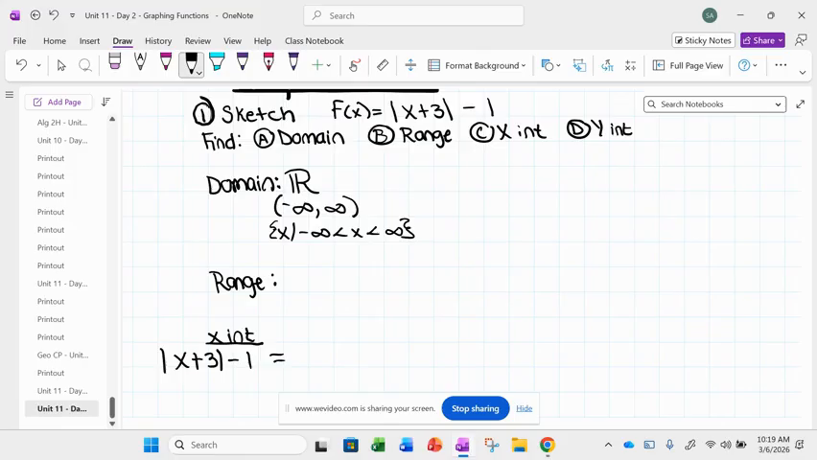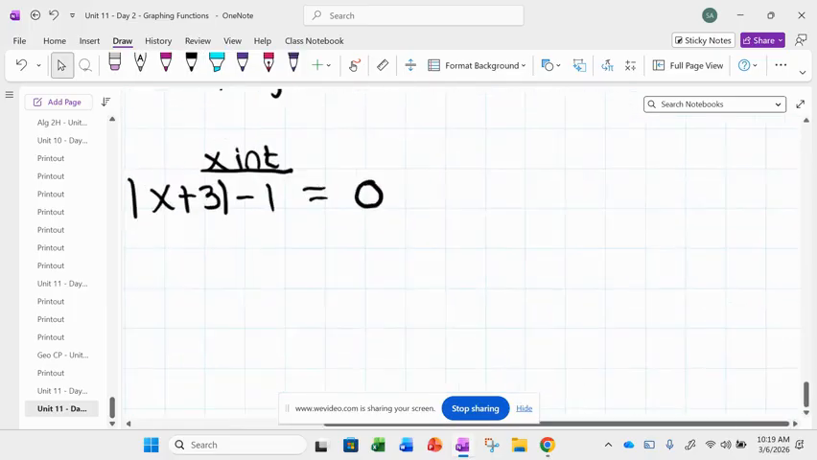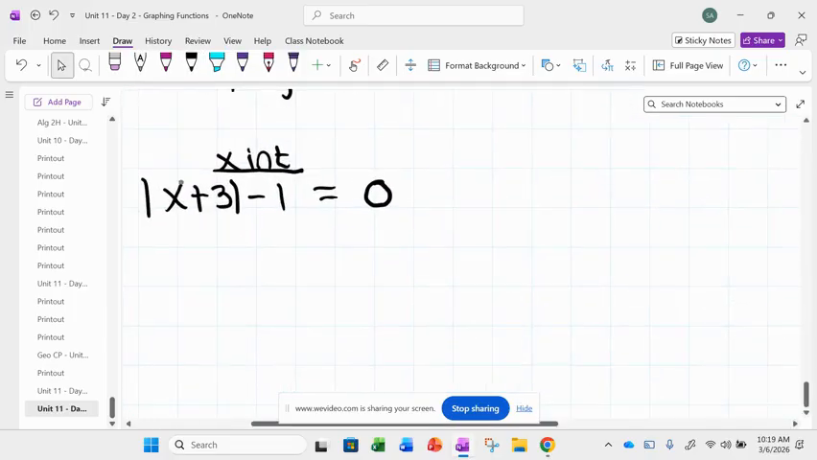Lily? Good. Instead of f of x. Isn't f of x and y interchangeable? Aren't they the same thing? So I'm going to set it equal to 0 here. So now we have to solve for x. So we're taking this back to algebra 1, solving an absolute value equation.